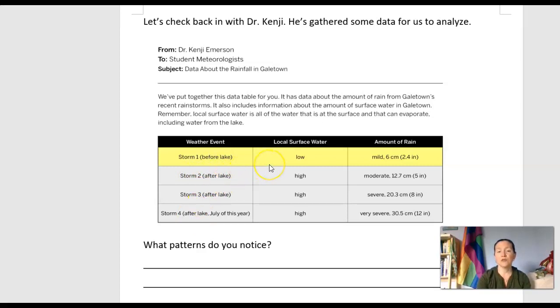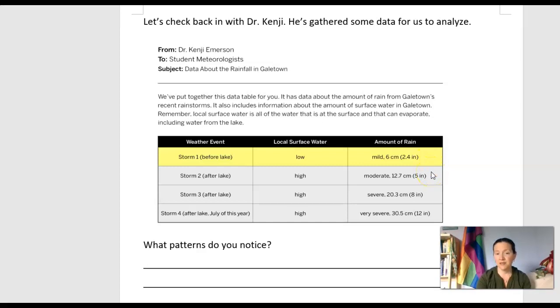Now I'm going to look over here at the local surface water, and I see before the lake was built, there was not very much surface water available. So that's low. But then after the lake, because there's a lake, now we have a lot of surface water, so the surface water level is high. Now I'm going to look at the amount of rain. When we had storm number 1 before the lake, there was only about 6 centimeters or 2.4 inches of rain that fell during that storm.